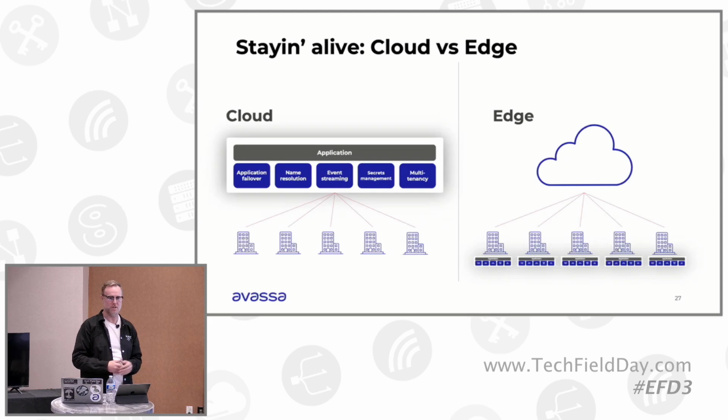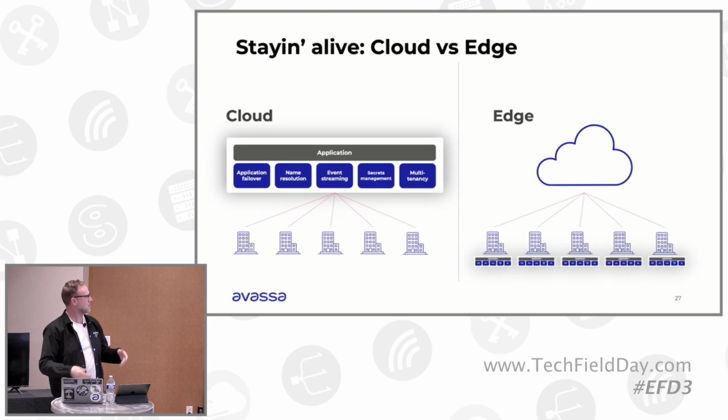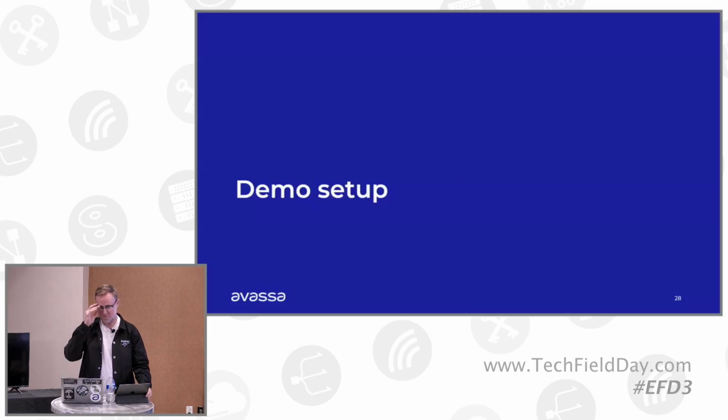So if you cut your upstream, you can't know that you can, for example, restart a container if the requirement is that you have a container image repo, like Docker Hub. Same thing for name resolution, secrets management, multi-tenancy, logging aspects. All these things need to actually run at the edge in order to keep your application alive.